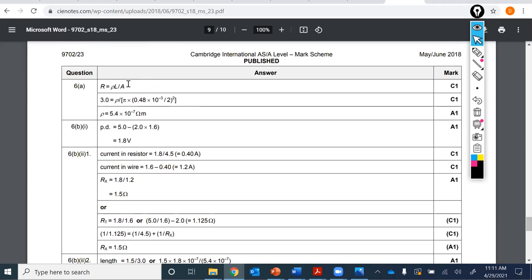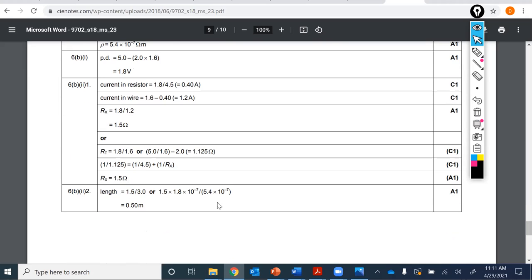By this time, we've already calculated the area, and the resistivity we know from here. So the risk is if you made a mistake with this, you're substituting it back in here, but you would perhaps get an error carried forward, where we're not going to keep penalizing you for the mistake you made early on.